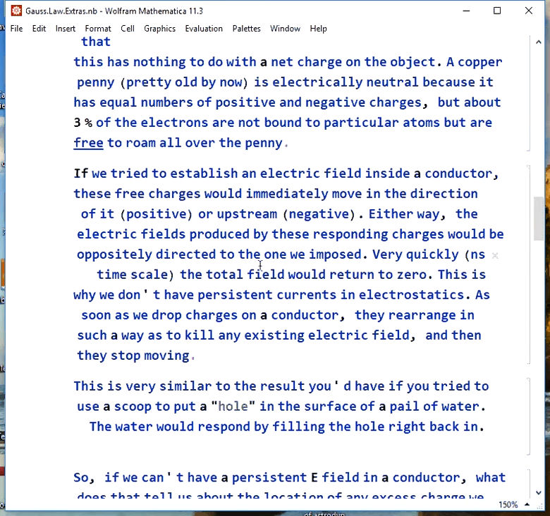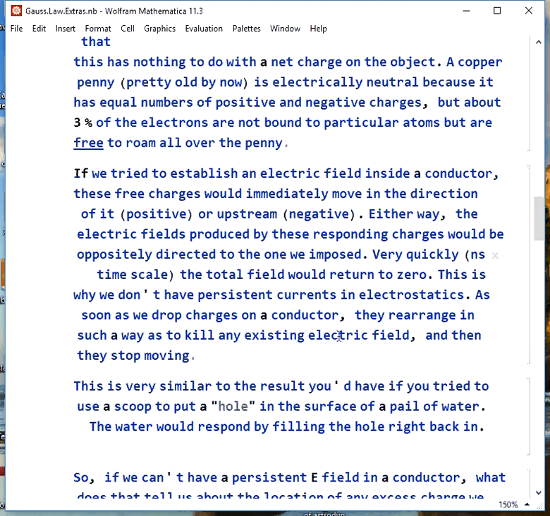If we tried to put an electric field inside a conductor, the free charges would respond to it immediately. The positive ones would move downstream and the negative ones would move upstream. The fields associated with those charges that responded are oppositely directed to the field that we put in place in the first place to make them move. So what happens is the total field returns to 0 very quickly, typically on a nanosecond timescale. So this is why we don't have persistent currents in electrostatics.